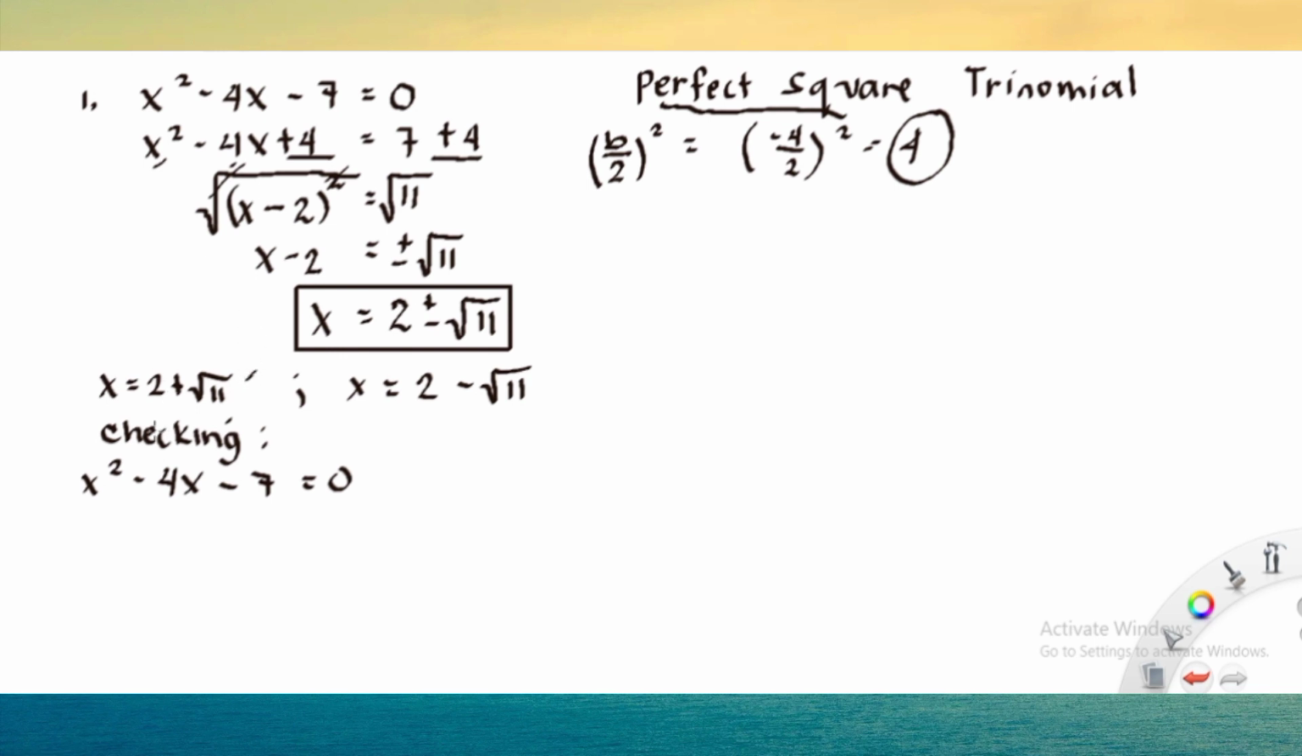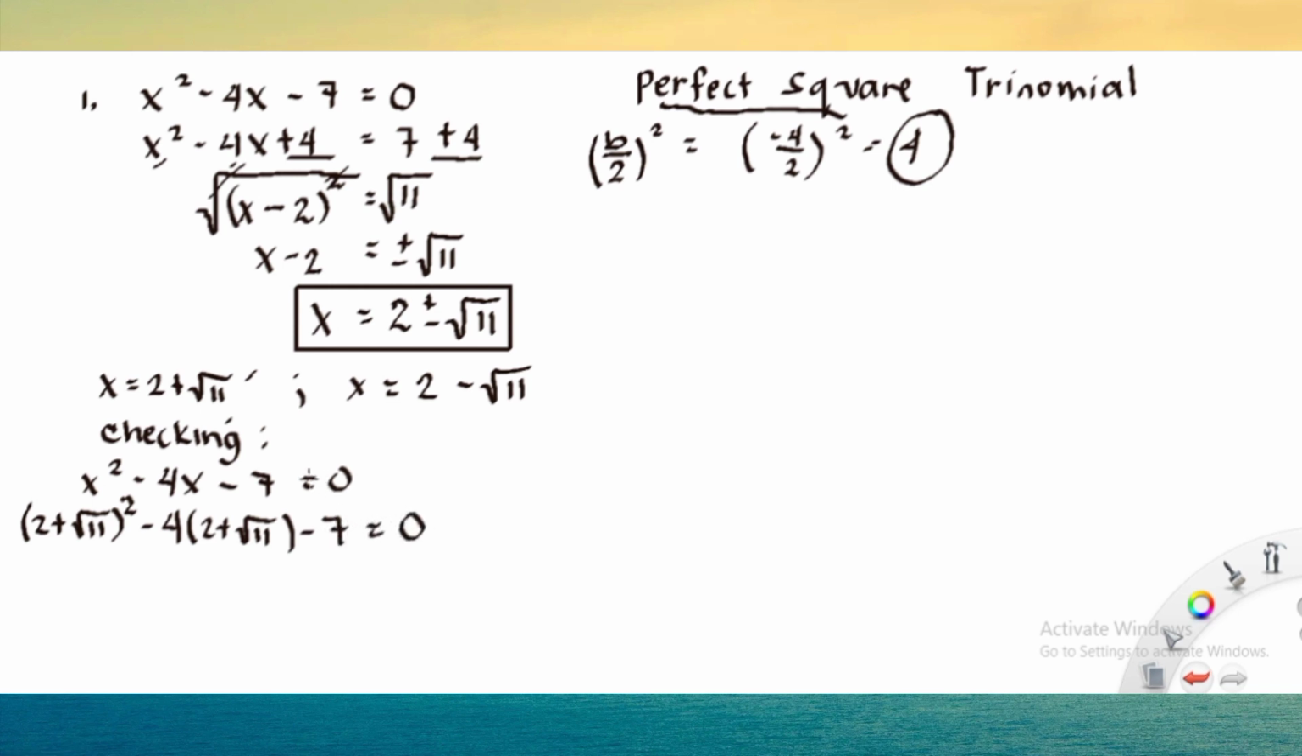This is our first solution, x equals 2 plus the square root of 11. Substitute it for x. We need a bigger space, so instead of writing x, we write 2 plus the square root of 11. Okay? We square this whole expression, then minus 4 times x again. We put 2 plus the square root of 11 and then minus 7 equals 0.